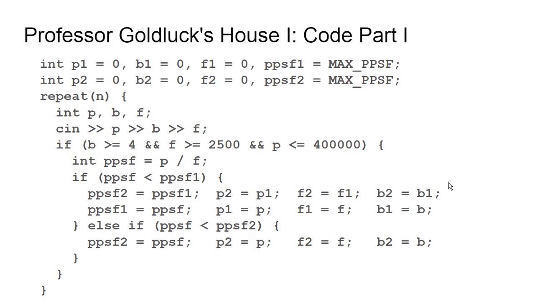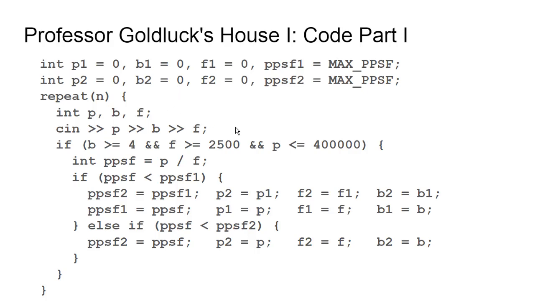And these slides give the code. I define a constant using a macro, max PPSF, to be some number that is larger than any PPSF value we're going to see. PBF stands for price, bedroom, and footage. So P1, B1, F1, and PPSF1 store the information of the current min house, the house that among all the ones we have seen so far has the lowest PPSF index and of course satisfies all the conditions. And P2, B2, F2 are for the second minimum house.